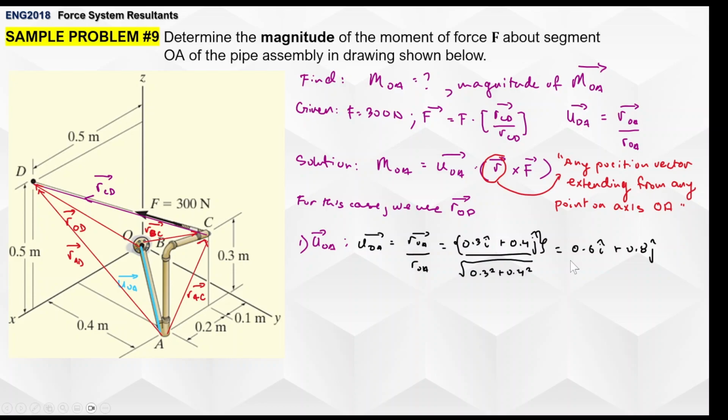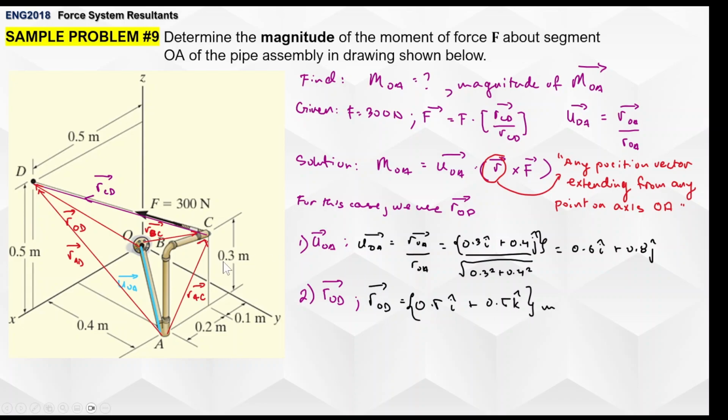Next naman yung ROD. So yung ROD dito, essentially, we're just talking about yung position ng D dito. Meron siyang i hat na 0.5 and meron siyang 0.5 na k hat, pero walang j hat. So which would give us this 0.5 i hat plus 0.5 k hat in meters.